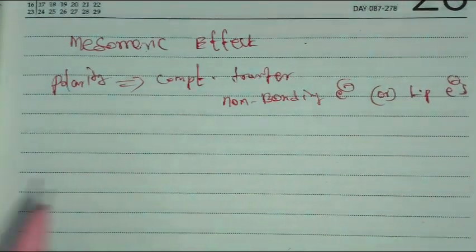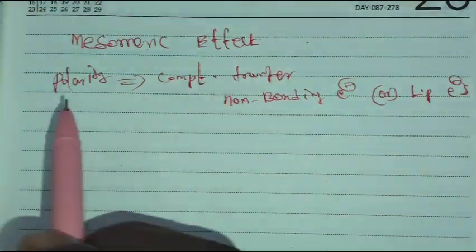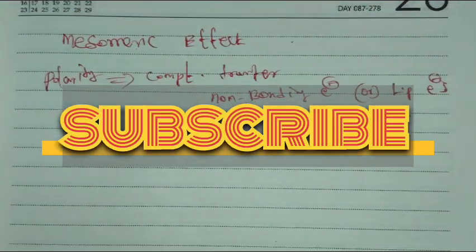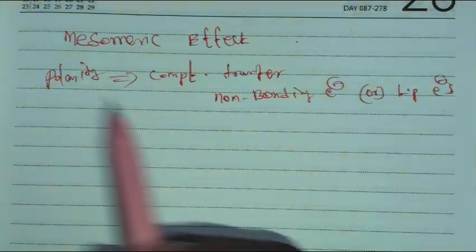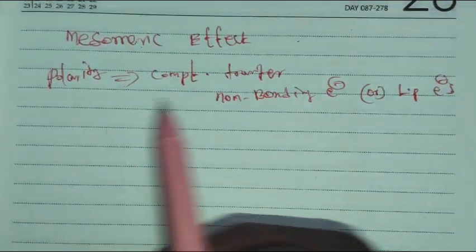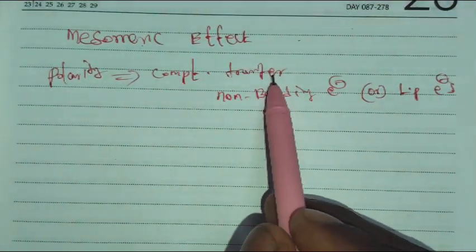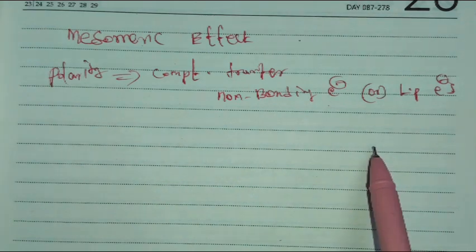Dear NEET aspirant, today we see that the mesomeric effect and the resonance effect are closely related; the resonance effect more resembles the mesomeric effect. Actually, in the mesomeric effect, polarity is developed in a conjugated system by the complete transfer of non-bonding electrons, that is, a lone pair of electrons.